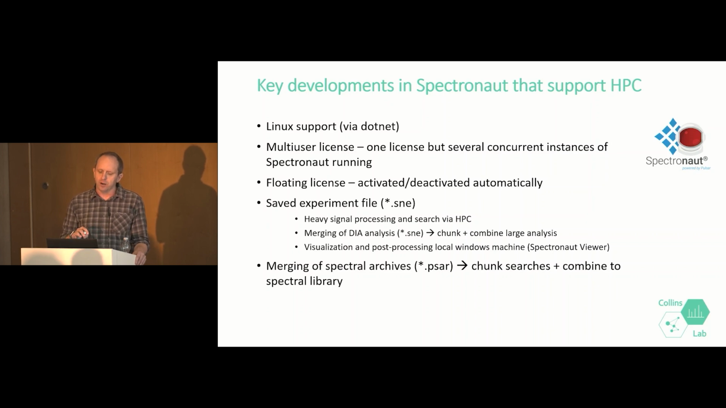There's also the possibility to merge these SNE files. So if you have multiple DIA analyses, you can merge them together. And this is also, you will see, important for this kind of parallel processing. And as I mentioned, you can do the visualization offline. Similarly, for spectral libraries, Spectronaut has the spectral archive format, this PSAR file that's generated when you run a library, and we have the possibility to combine these spectral archives, which are basically unfiltered libraries. Essentially, we can combine them into a library, and Spectronaut will handle recalculating the FDR and combine it in an appropriate way.